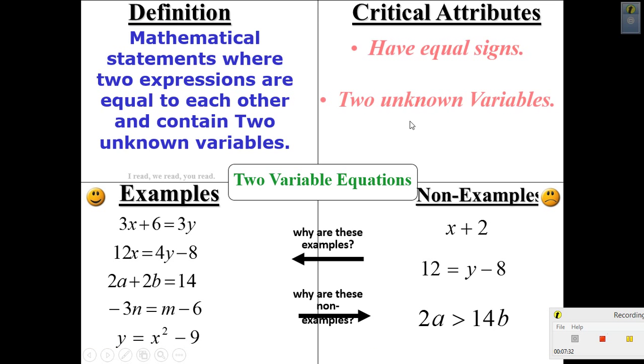So yes, they need to have an equal sign and two unknown variables. Write that in the critical attributes.